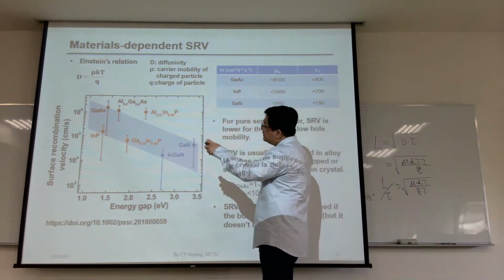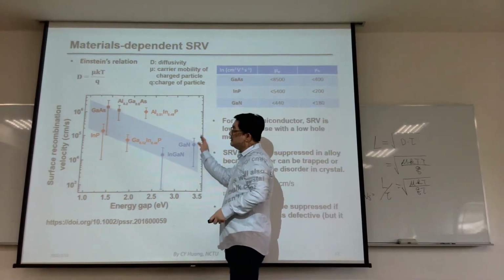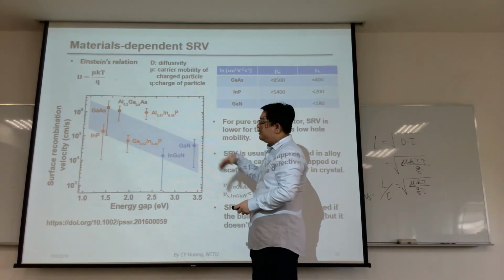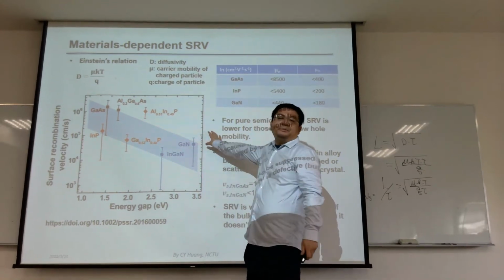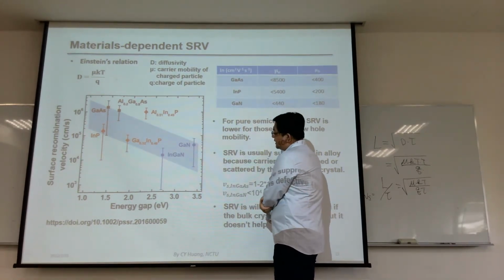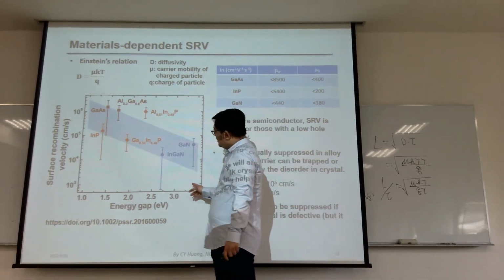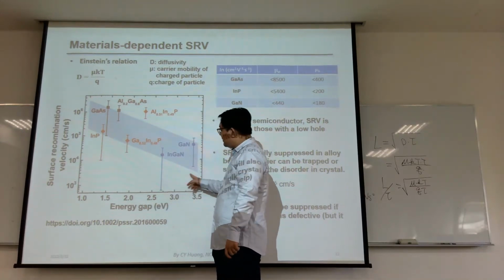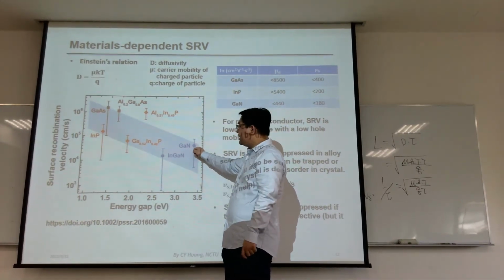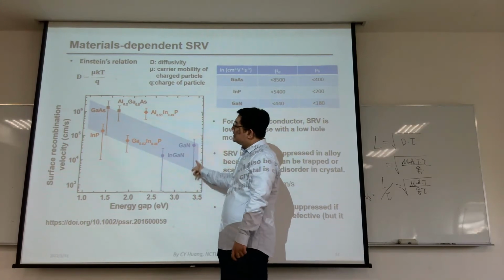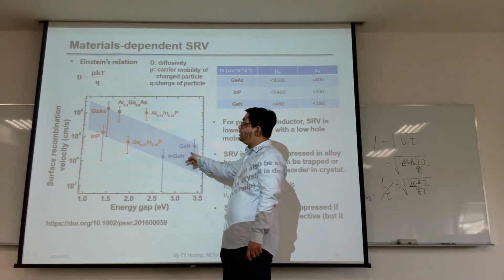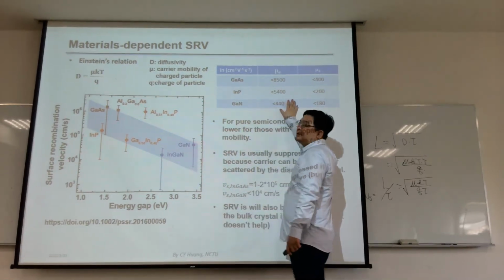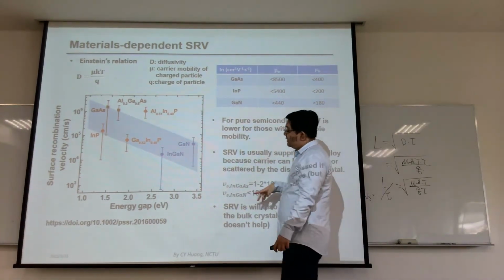This is also an image I found from a review paper. I think it's good because it covers so many kinds of materials. For materials with high band gap, like gallium nitride and indium nitride, the surface recombination velocity is low due to their rather low intrinsic carrier mobility.